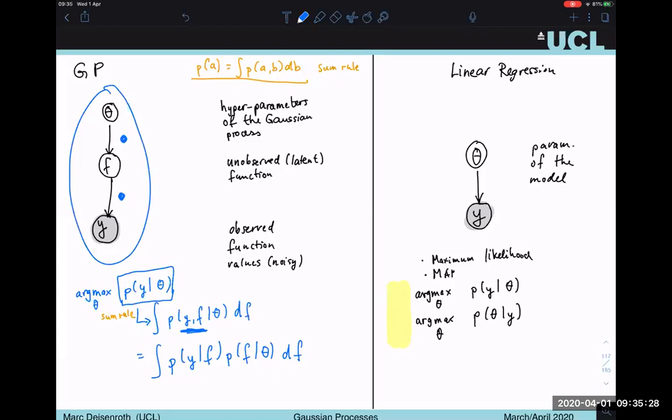I'm just going to write down, this is again P of y given theta. So we exploit the relationship between theta and f and y to write down the P of y given theta distribution in this way.